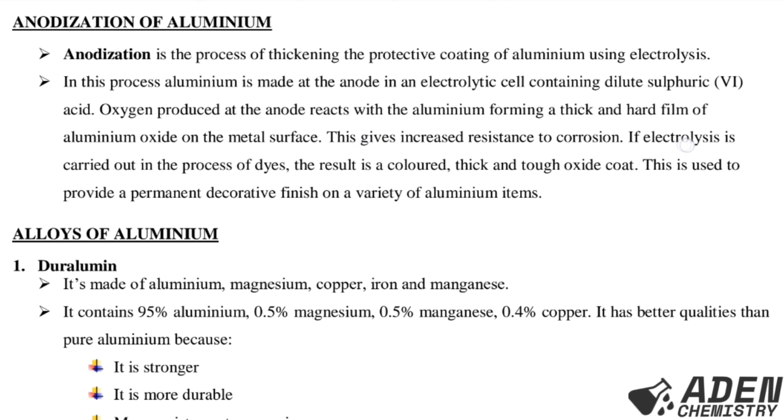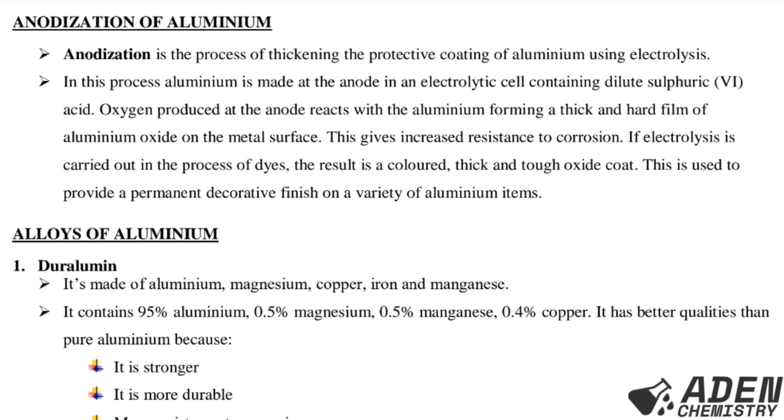If electrolysis is carried out in the presence of dyes, the result is a colored, thick, and also tough oxide coat. This is used to provide a permanent decorative finish on a variety of aluminum items. That's anodization of aluminum. So during the exam, you can be told to name an acid that can be used to anodize aluminum. The acid can be dilute sulfuric acid.